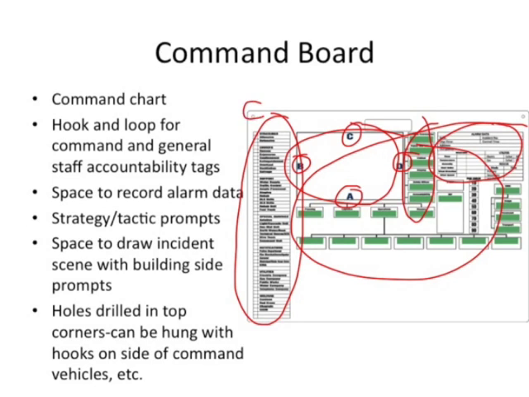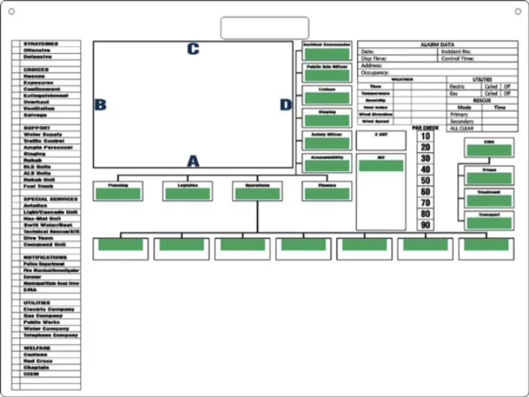And then there are holes that are drilled into the board in the upper corners so that you can hang that on the side of a command vehicle or from some other location using wire or a similar method. So we get a little closer view at the board.